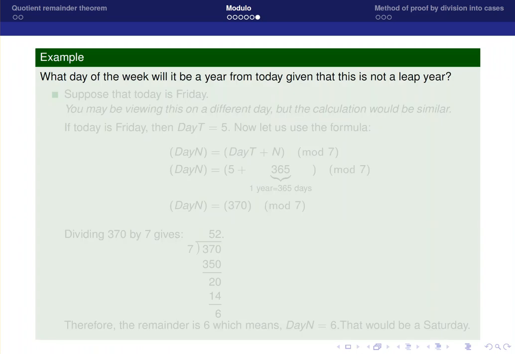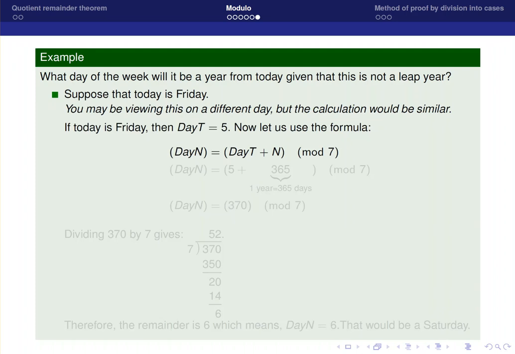So let's give it a shot. Let's find out what day of the week it will be after a year from today, given that this is not a leap year. Now, I don't know what day you're watching this video, but suppose that today is Friday. Well, if today is Friday, then today would be day number 5 in the week, according to the chart that I made. And I want 1 year to pass, so what does that mean? That means day t is going to be 5, and n is going to be 365, because it represents 1 year that is not a leap year.